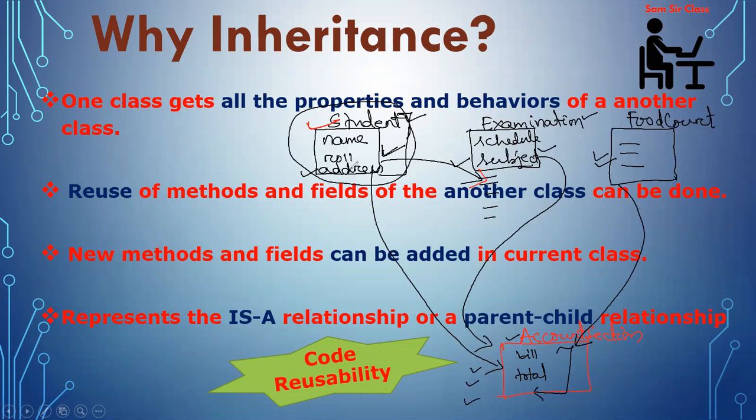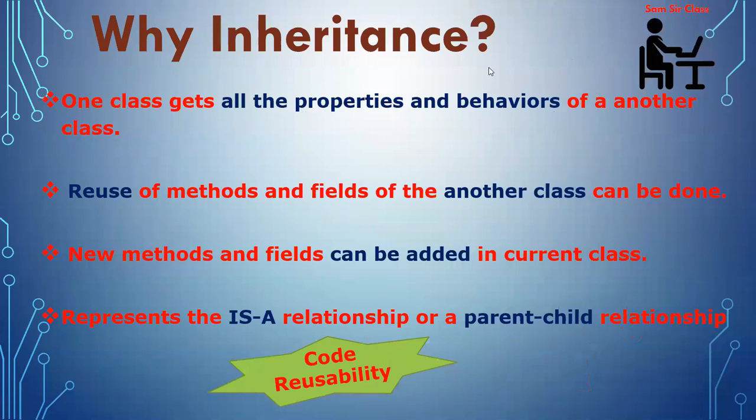So this is the work of code reusability. Instead of writing the code again and again, you write it once, and wherever it is required you reuse it. That is the objective of inheritance, and that is considered code reusability. Okay, so let's discuss all these points one by one.